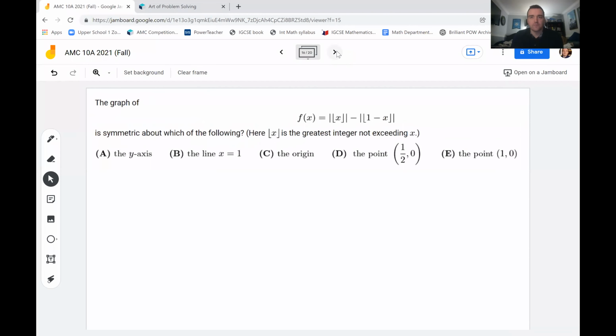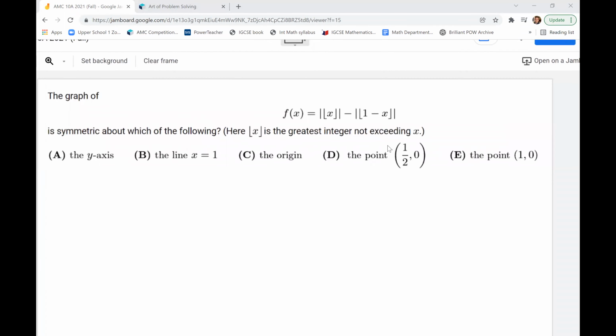So let's get started. All right, so number 16. We have the graph of f(x) = |floor(x)| - |floor(1 - x)|, which is symmetric about which of the following. Note that floor of x is the greatest integer not exceeding x. Some people call it the greatest integer function. I just say ceiling and floor because I think it's easier to think about, right?